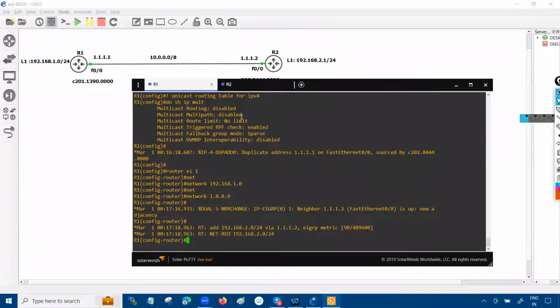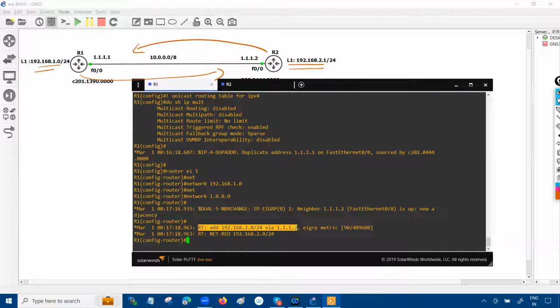When EIGRP has formed the neighborship, router 2 is going to share this information, 2.0.0.0, and router 1 is going to share its information to router 2. So when router 2 is sharing this information to router 1, if you see, I'm adding this information in my routing table. The next hop is 1.1.1.2. And what is the EIGRP AD value? This 90 is the AD value. This is the metric for this one. And now I can see this information in my routing table.